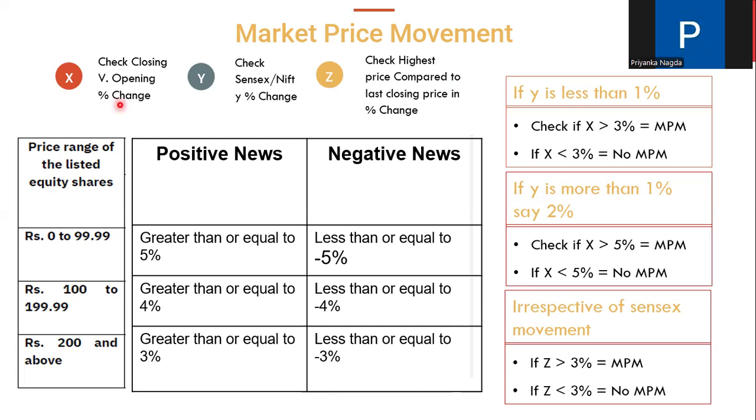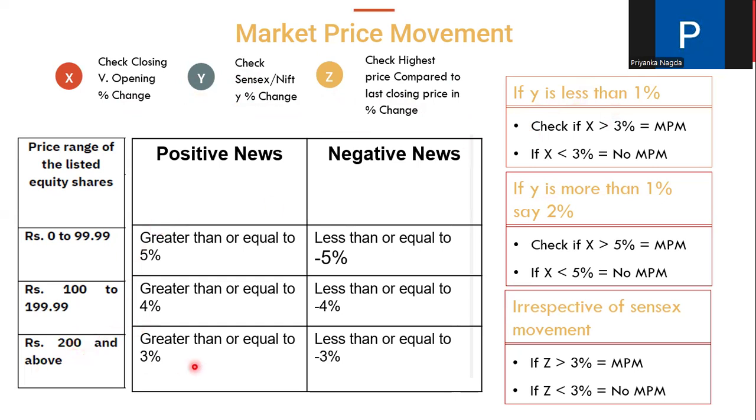Now Y is the Sensex or Nifty 50 percentage change from the closing price of the previous day versus the opening of the current day, again at 9:30 a.m., because opening is 9:30. Z is our highest price comparison as compared to the last closing price. That percentage change is our Z. Okay, now let us understand. Giving an illustration of a security price of 200 and above, so 3% is our parameter.